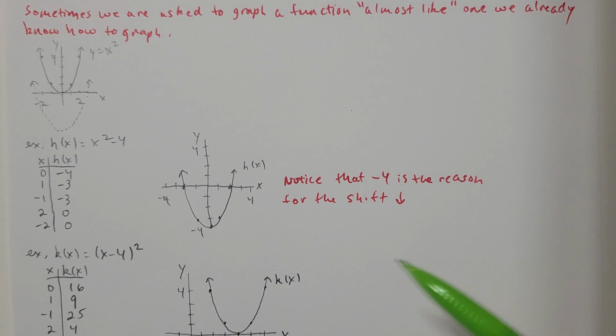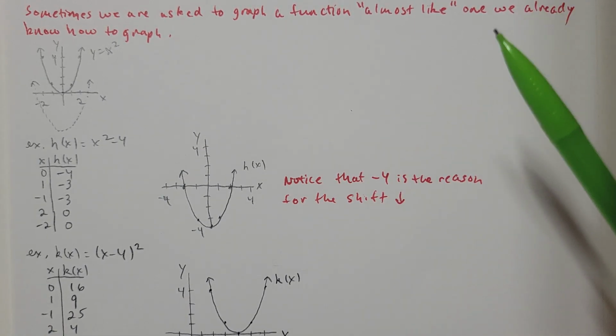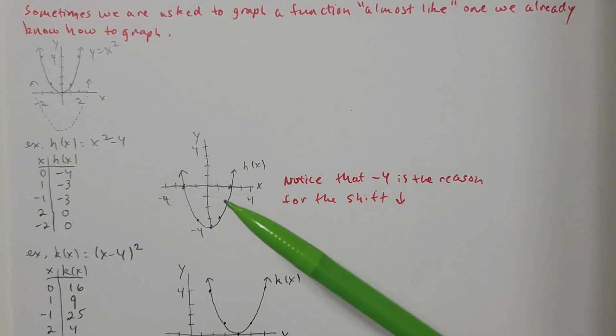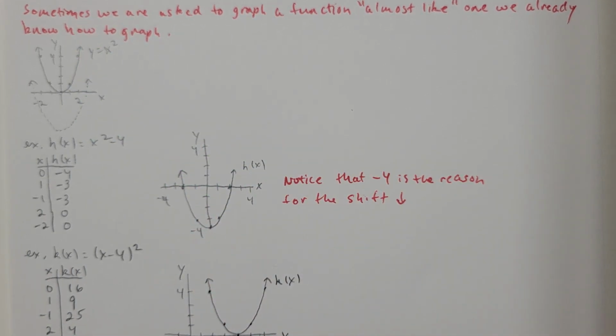Okay, and now it looks like all I did was shift the graph of the square function down 4 units. Why did I shift down 4 units? Well, the negative 4 is what's causing that. Okay, so now what if I were to have y equals x squared plus 4? I'd shift this up 4 units. Okay, so in general, if you're just adding or subtracting a number to a function, you're going to shift it up or down that many units.